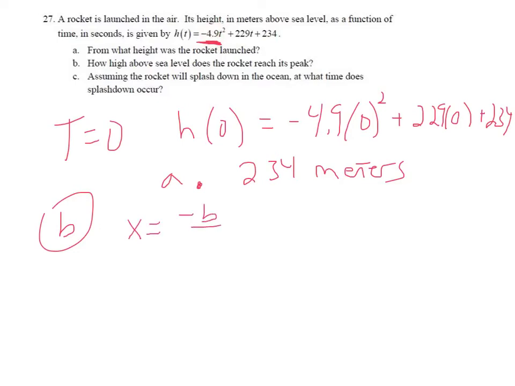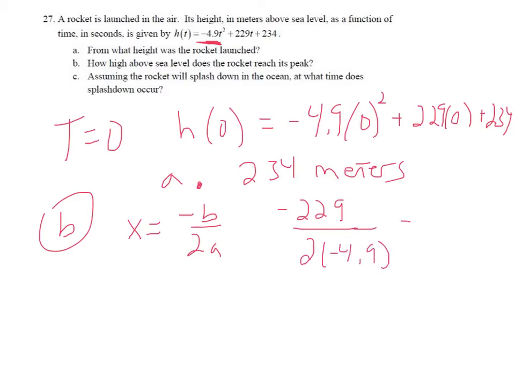We're just going to do the negative b over 2a to find the x-coordinate, and then you're going to substitute that back into the height function. That'll tell us the height. So we'll find two things: when it reaches its height and how high it gets. So for this problem, b is 229, so I'm going to write negative 229 over 2 times negative 4.9.